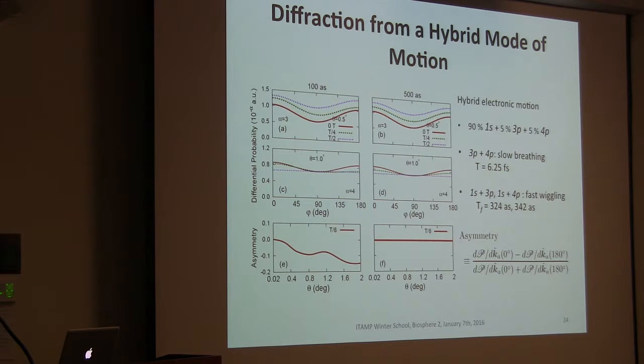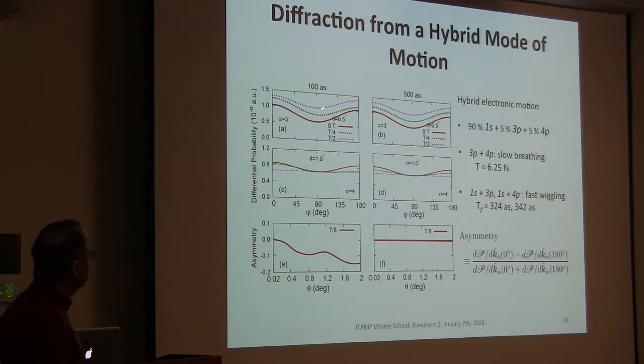And so now, if you have a 100 attosecond pulse, you should be able to distinguish both types of motion, both the slow breathing and the asymmetry. So you see here, for an angle of 0.5 degrees, these 3 different time delays, you have asymmetric curves with time delay. If you go to 500 attoseconds, which is longer than this fast wiggling beat period, you lose the asymmetry. These are symmetric curves.